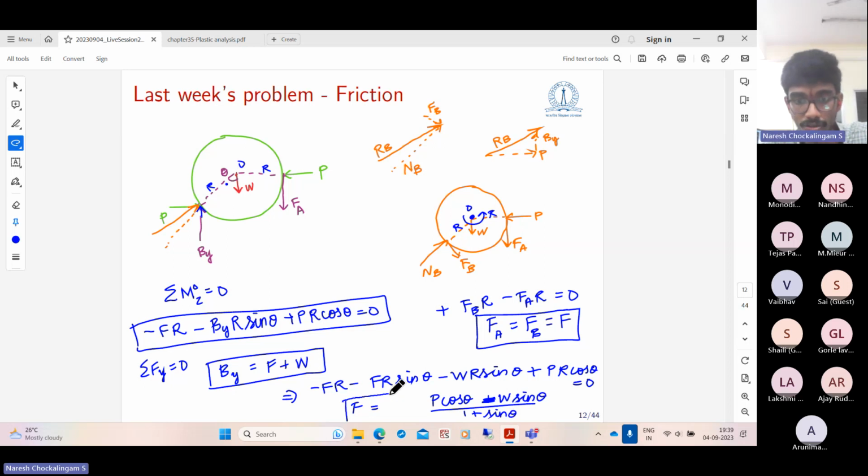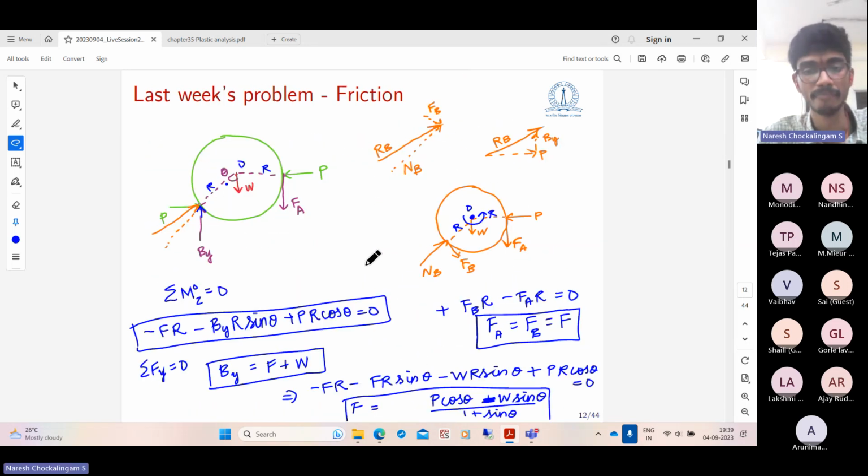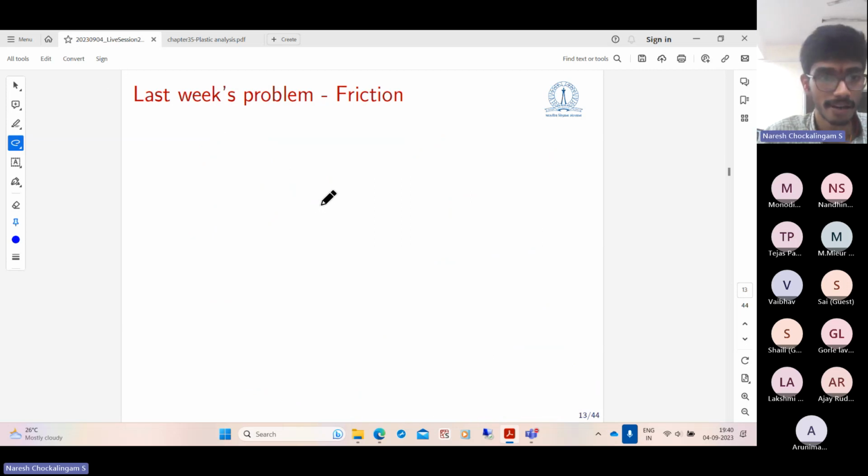So until now we have not used any condition of slipping. So this is the magnitude of the friction force, which is obtained only by static equilibrium. So that is the first step, right? If you don't know anything, you just enforce static equilibrium. So the friction force at this point and at this point is nothing but P cos theta minus W sine theta divided by 1 plus sine theta. Let's proceed. So the next step is to find out at which point slipping will occur. We have seen that the friction forces are equal, but slipping will first occur when the friction force exceeds the limiting value. So now we should see where slipping occurs.